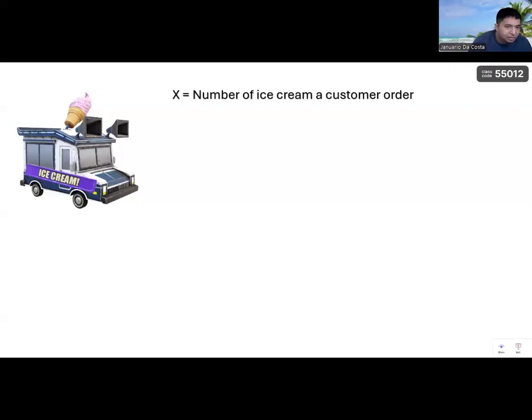Okay, so customer one, so one person comes in, they buy one ice cream.